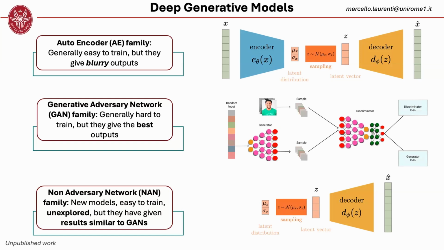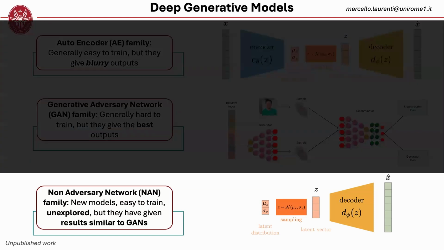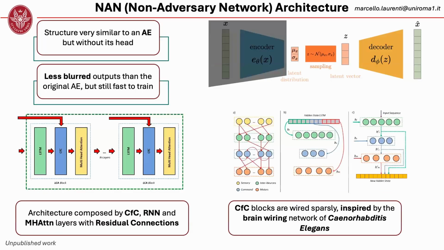And we have also implemented this new kind of network which, technically, does not have a name. This is the name I used to call them. The scientific community hasn't come up with a name for this architecture, and they are called non-adversarial networks. They are very easy to train. They are unexplored, but they give results very similar to GANs. In this preliminary study, I just implemented this architecture because it was the most promising, but I'm planning to implement the others also.